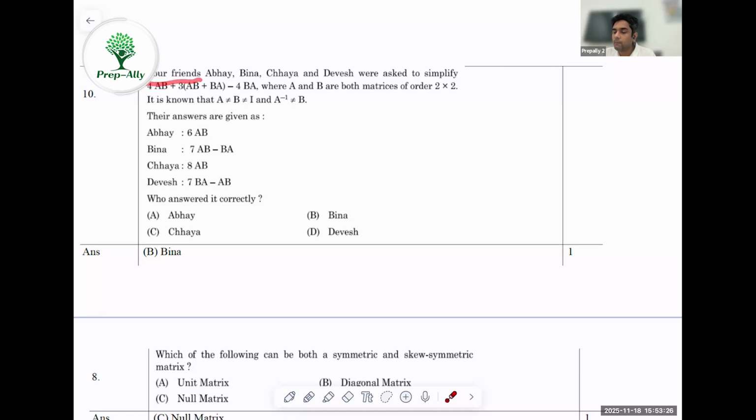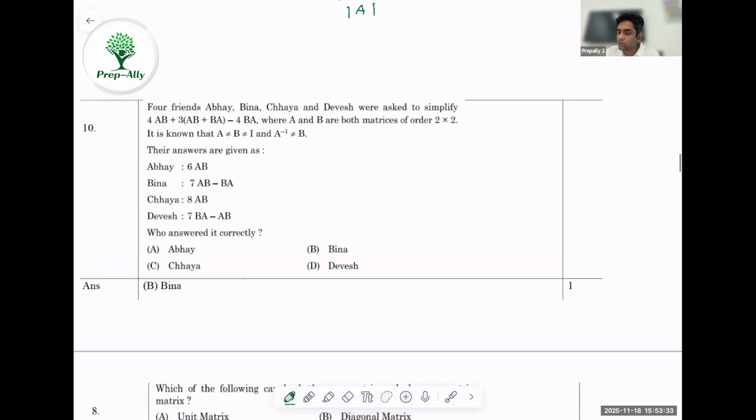So we have four friends, Abhay, Beena, Chaya, and Devesh. They are asked to simplify this matrix expression, that is, we'll write over here 4 times AB plus 3 times AB plus 3 times BA minus 4 times BA. Now we need to understand that it's a matrix. So it's not exactly like I'm writing AB 4 times, although you can say that because when you sum, you'll get the same thing. But try to understand it's a matrix.